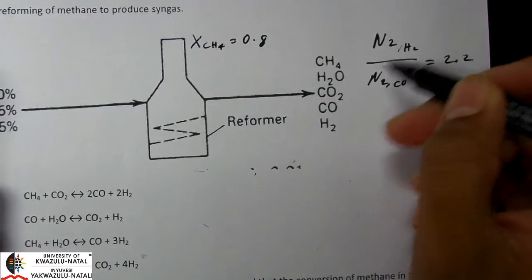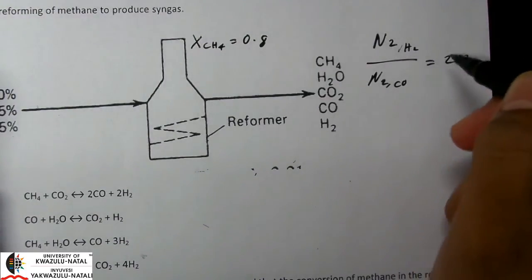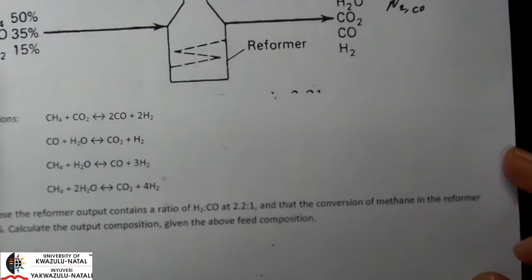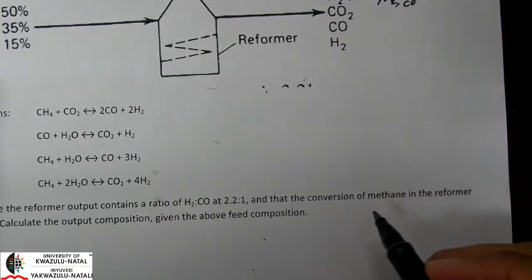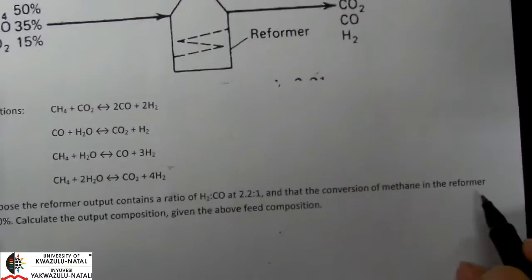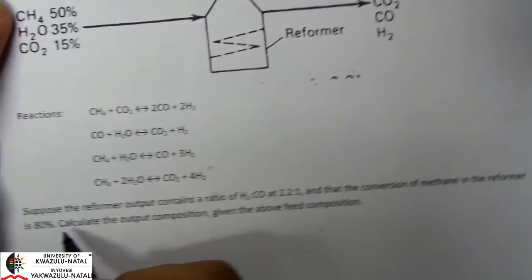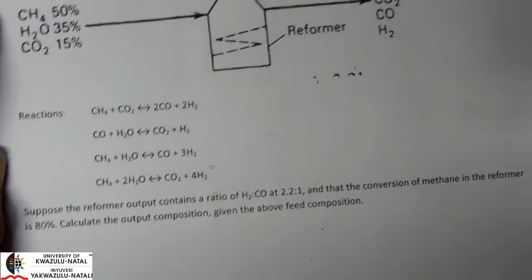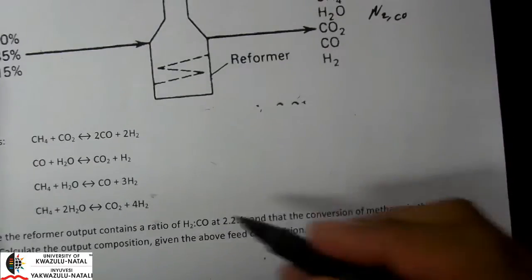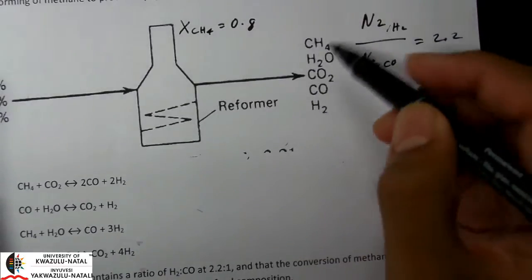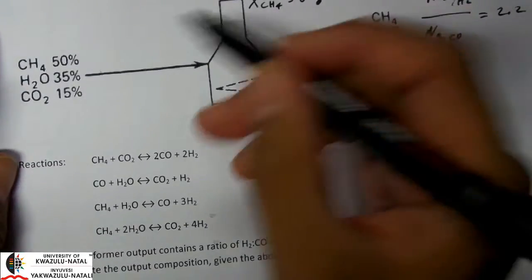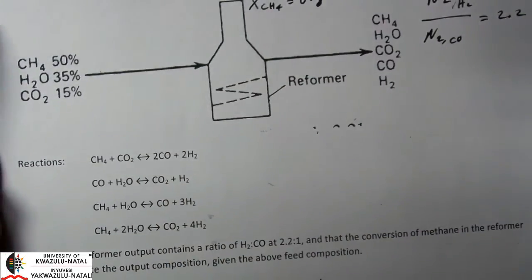N of hydrogen divided by N of carbon monoxide is equal to 2.2. And we are also given a conversion of methane in the reformer to be 80%. And they want us to calculate the output composition. So they want us to calculate the composition of our product, and they have given us our feed composition.